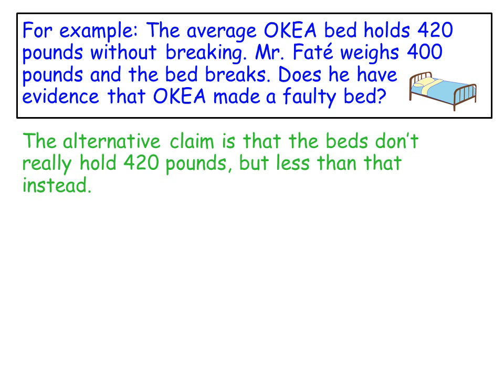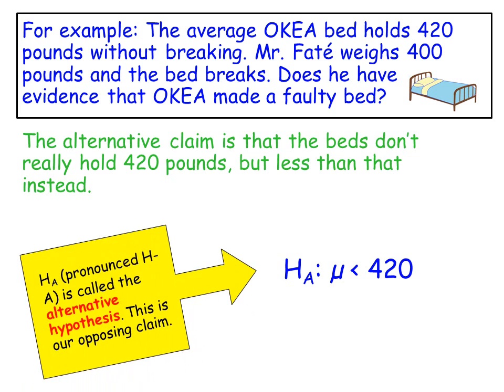The alternative claim is that the bed doesn't hold 420 pounds, but in fact it holds less than that. So our alternative hypothesis is that the mean weight the bed holds is less than 420 pounds. HA is called the alternative hypothesis. This is our opposing claim.